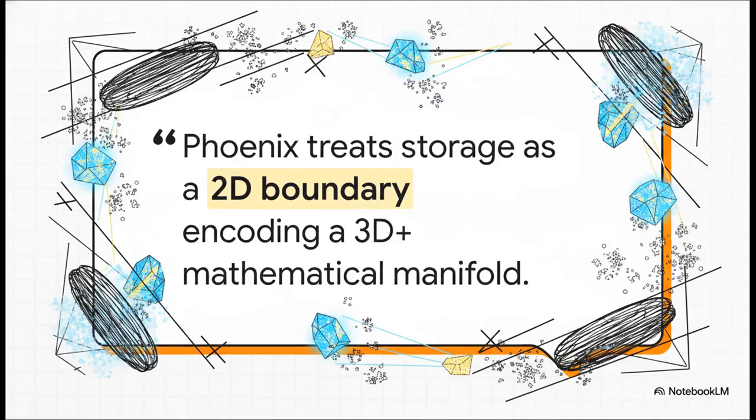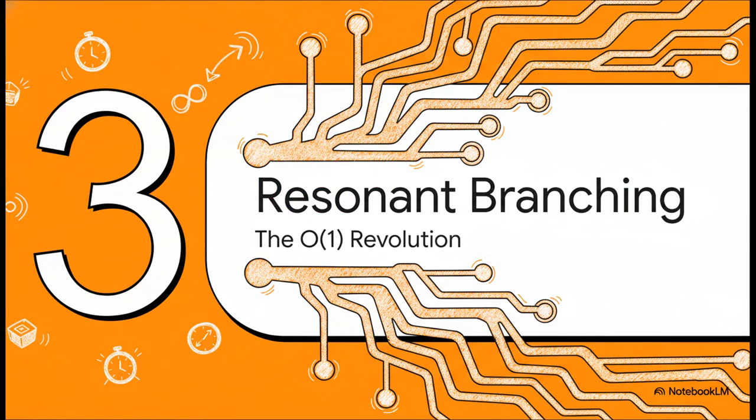And the white paper takes it even further. It says Phoenix treats the physical storage medium as a 2D boundary encoding a 3D plus mathematical manifold. Essentially, data isn't actually read from a physical block anymore. Instead, it's materialized at a specific mathematical coordinate right on demand. This completely bypasses the physical storage bloat that absolutely paralyzes legacy architectures today. Which brings us to part 3. Resonant branching timelines, or what we'll call the O1 revolution.